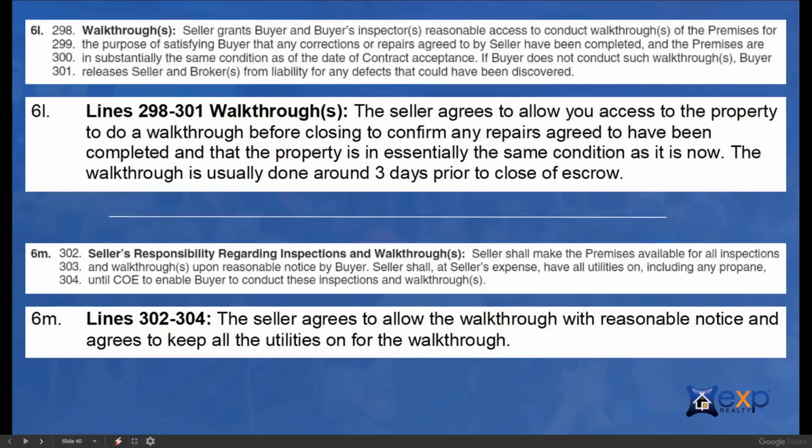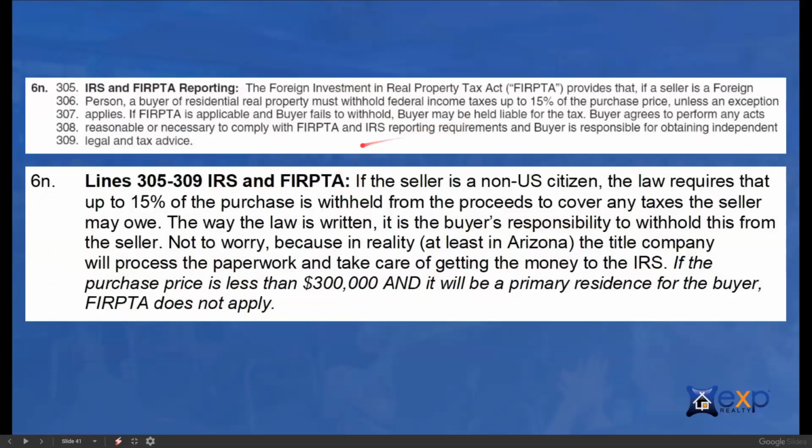Okay, IRS and FIRPTA reporting. This is how I describe it to a buyer. If the seller is a non-US citizen, the law requires that up to 15% of the purchase price is withheld from the proceeds to cover any taxes the seller may owe. The way the law is written, it's the buyer's responsibility to withhold this from the seller. Not to worry, because in reality, at least in Arizona, the title company will process the paperwork and take care of getting the money to the IRS.